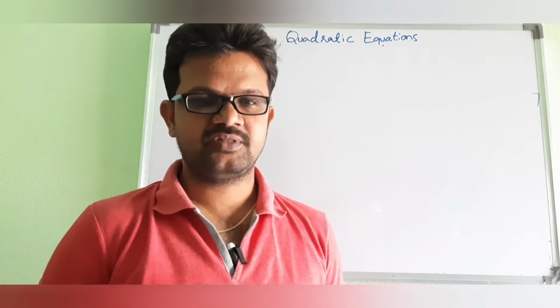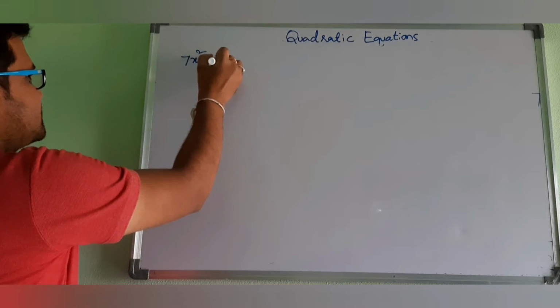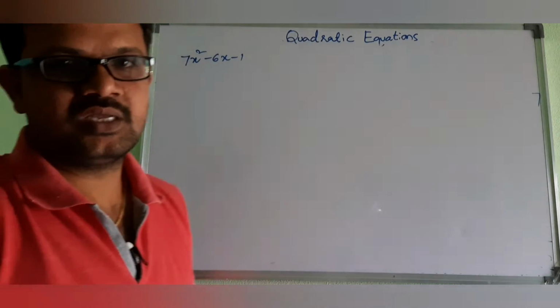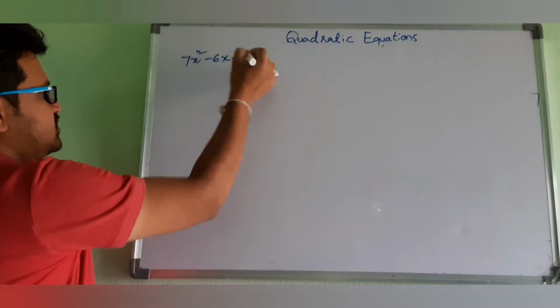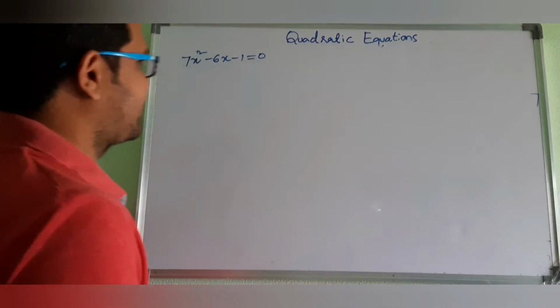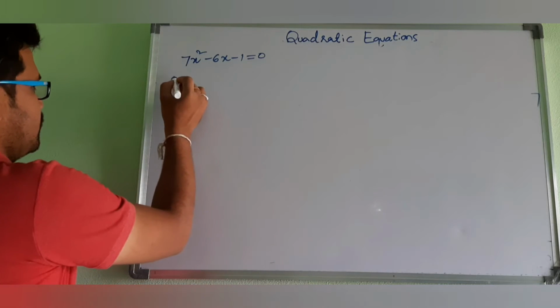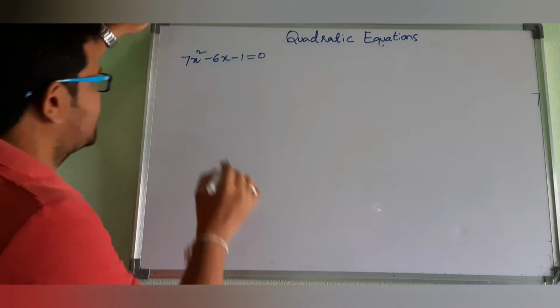Take one more example, then you will understand more clearly. 7x square minus 6x minus 1 is equal to 0. This is also a quadratic equation. We find the value of x using the Vedic mathematics trick. What is the first method? What did I say was the first method?